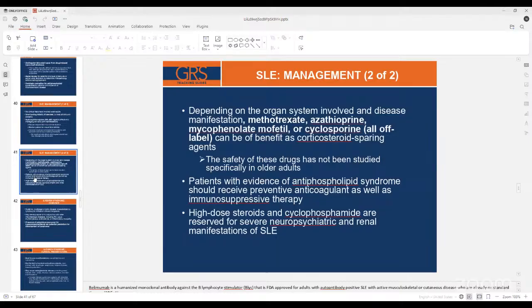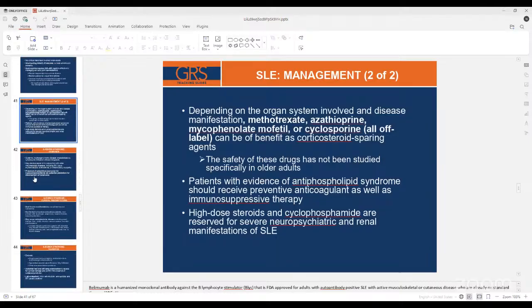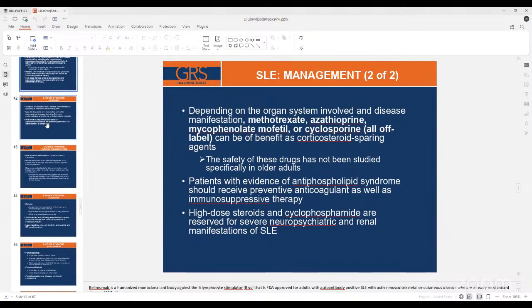Depending upon the organ system involved, as mentioned earlier, SLE is a multi-organ disease. It can affect the heart, it can affect the renal system, it can affect a lot of organs in the body. So depending upon the organ system involved, we can use the following drugs: methotrexate, azathioprine, mycophenolate, or cyclosporine. All are off-label, but can be beneficial if corticosteroids are not available or they are contraindicated.